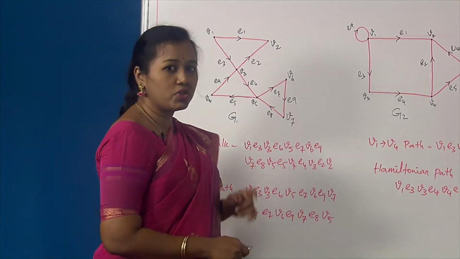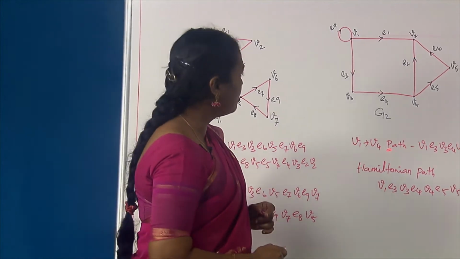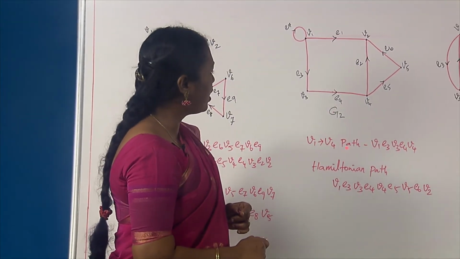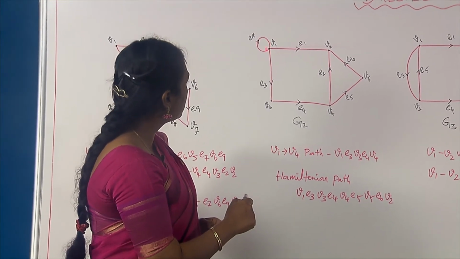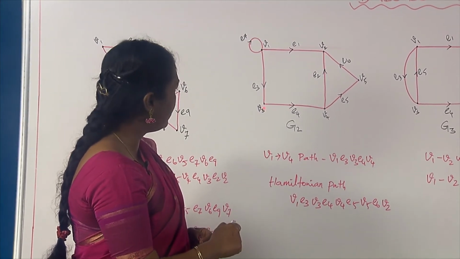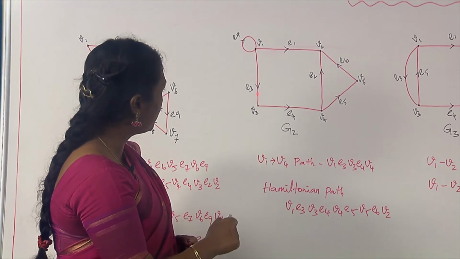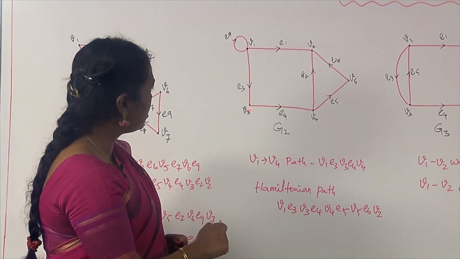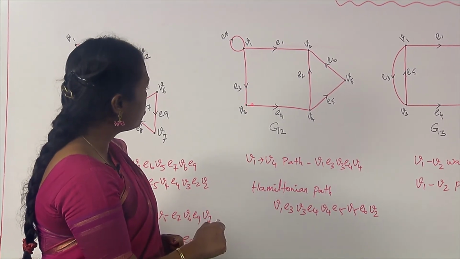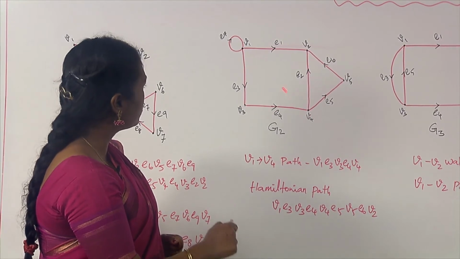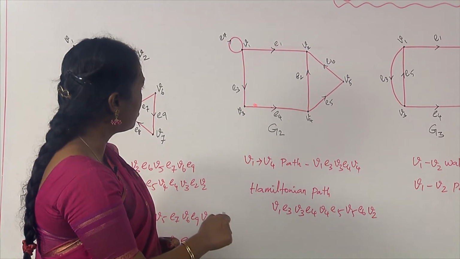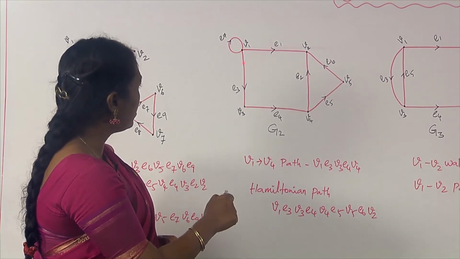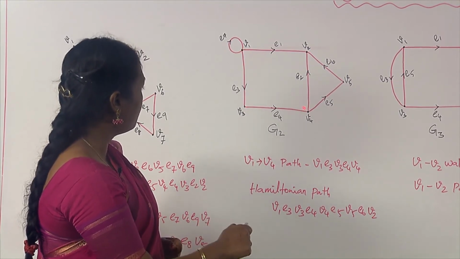Now, let us go on to one more graph here, and now here we shall see a V1 V4 path. So, V1 to V4. So, V1 E3 V3. You are starting here, going through E3 to V3, and then through E4 you are going to V4. So, this is a very nice path. None of the vertices are repeating, none of the edges are repeating. So, from V1 to V3 to V4.